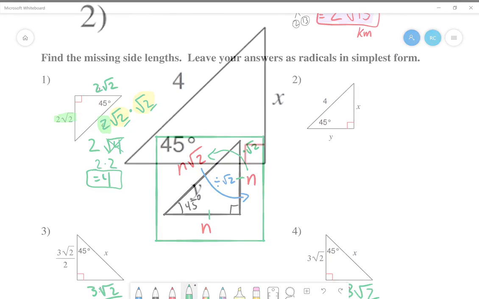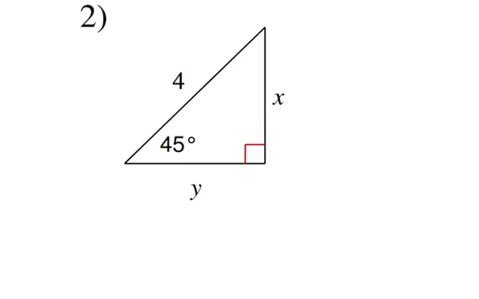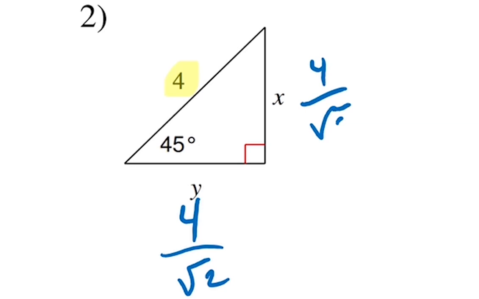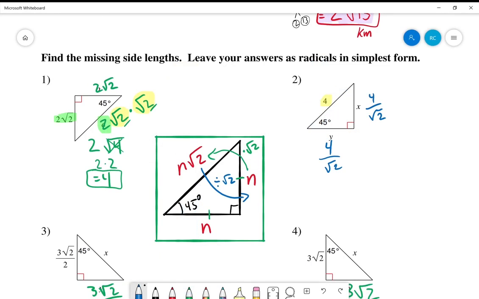Let's have a look at number 2. Well, in number 2, we're given the hypotenuse is 4. So to find the legs, we take that 4 and we divide it by the square root of 2. And because they're both legs of an isosceles right triangle, they're both the same. Is that it? Is that really it? Yes, that's really it. I promise.